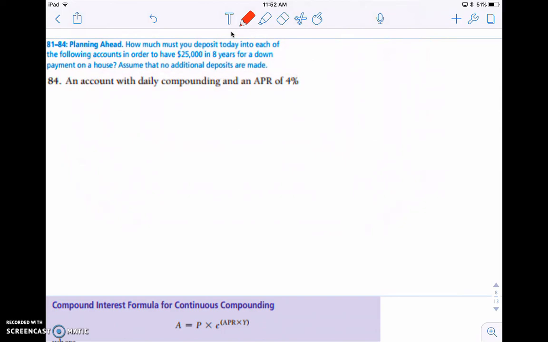Okay, now this next one, we're going to be looking at planning ahead. We want to know how much you must deposit today, so we want to know the principal. In this case, we don't know the principal. We want to know how much to deposit in the account in order to have $25,000, the amount we eventually want to have, 8 years down the road, for a down payment on your house.